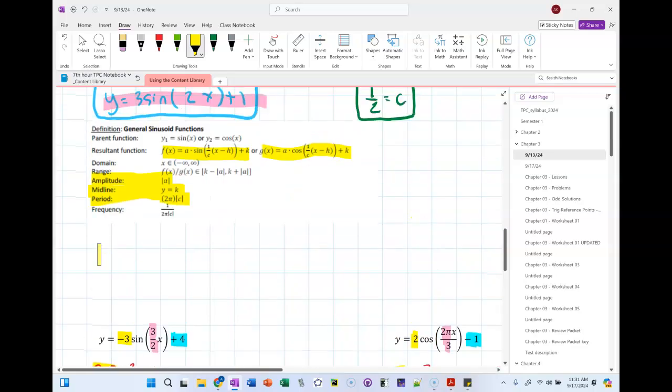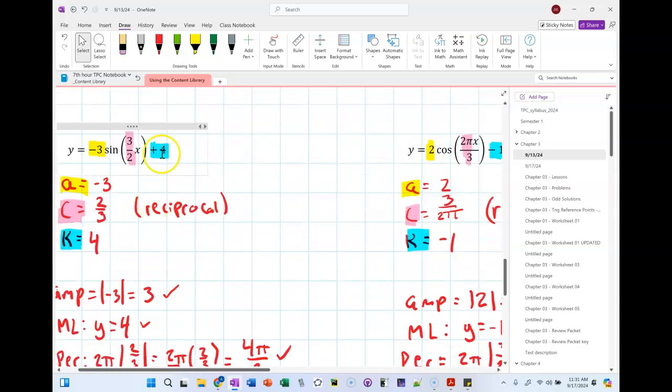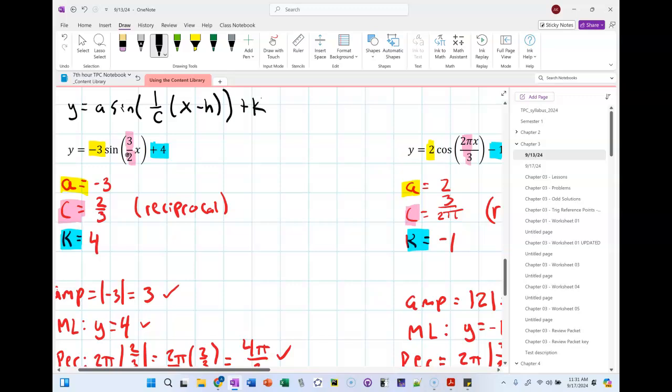All right. So if I wanted to do an example here, we'll start with an equation and go through and figure out the amplitude, the period, and the midline based on the equation. So the first thing I want to do is write down my values for a, c, h, and k. So again, my general equation that we just listed above looks like this. So I can see that the a value is -3.